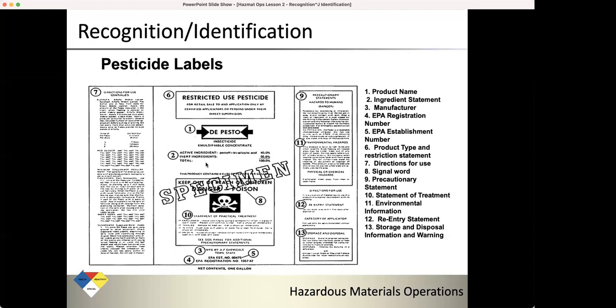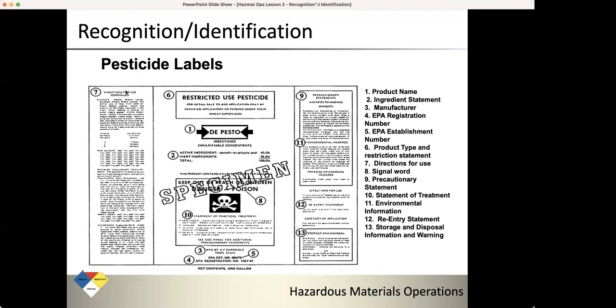Number 2, the ingredient statement. So the active ingredient, Pestoff bisalicylic acid, also some inert ingredients. 3, the manufacturer. There we go, manufactured by AZ Chemicals. That's nice. Number 4 is the EPA registration number right there. Number 5, the EPA establishment number, so we know where it was made. 6 is the product type, a restricted use pesticide.